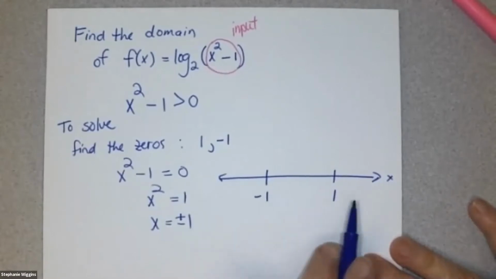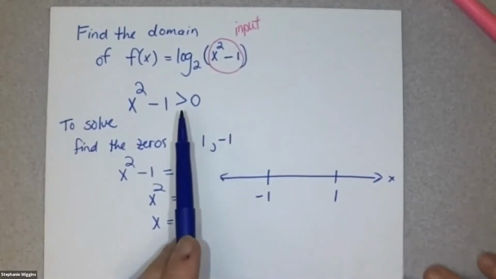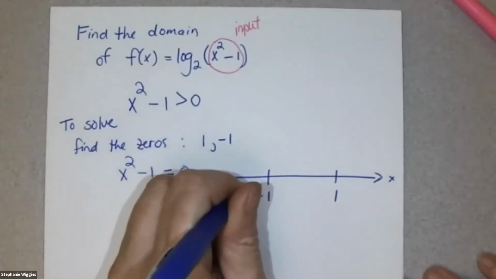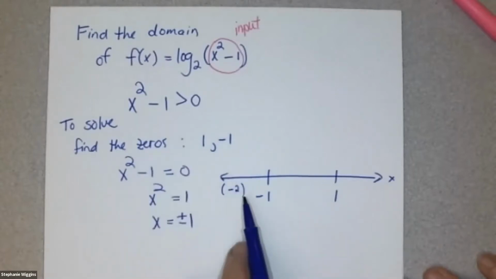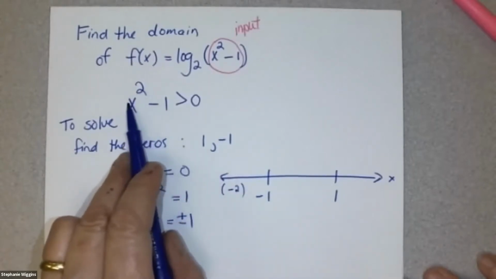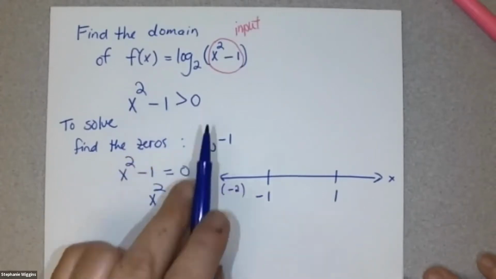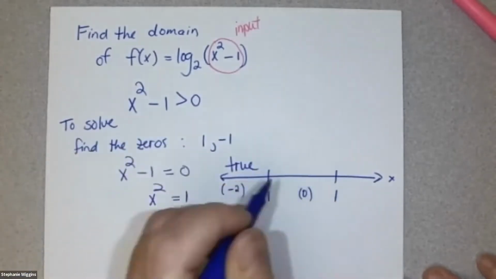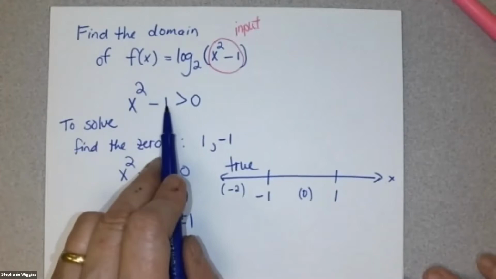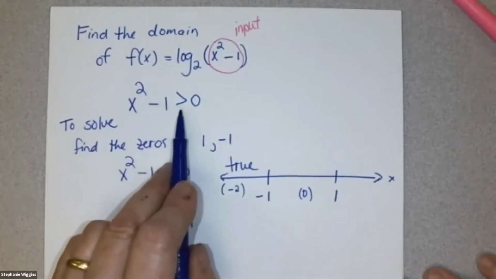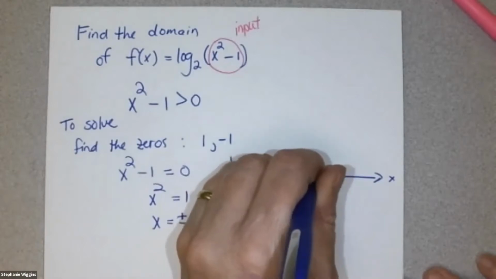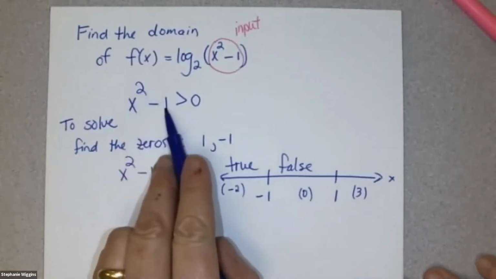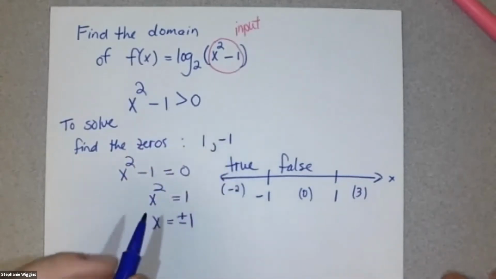And then I have to test the regions to check and see which ones make this true. So I'm going to pick negative 2, just randomly pick it, but it has to be in this interval. Plug it in. Negative 2 squared is 4. 4 minus 1. Is 3 greater than 0? Yes. So it's true. If I plug in 0, 0 squared minus 1, that's negative 1. Is negative 1 greater than 0? No, that's false. Then here I plug in 3, let's say. 3 squared is 9 minus 1, that's 8. Is that greater than 0? Yes, that's true.